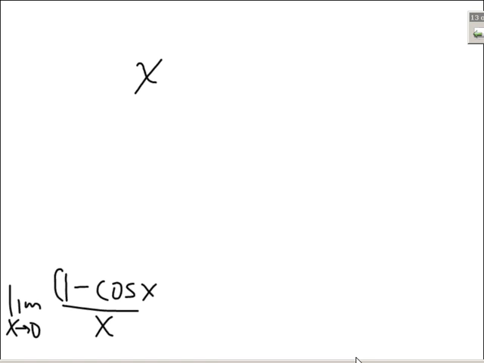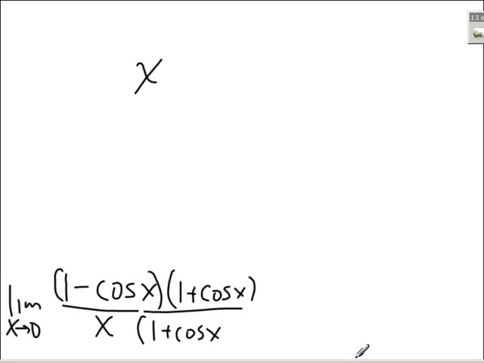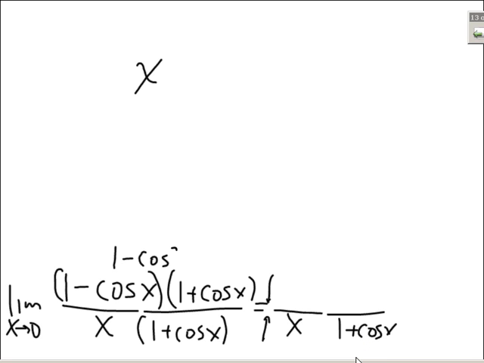Just for the record, if you multiplied the top and bottom by 1 plus cosine x, which is allowed because you just multiplied by 1, the bottom has x, and it also has 1 plus cosine x. And I'm sorry, I forgot to write the limit in front. Make believe it's there. Now the numerator is the conjugate: 1 minus cosine theta times 1 plus cosine theta. That's 1 minus cosine squared theta. But you're supposed to know your identity. That's sine squared theta.